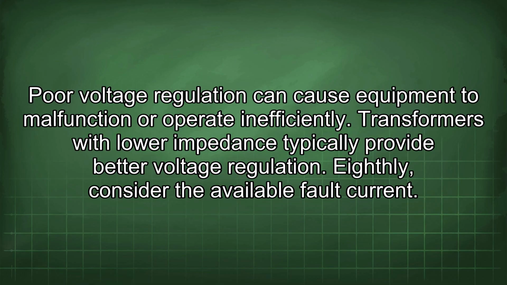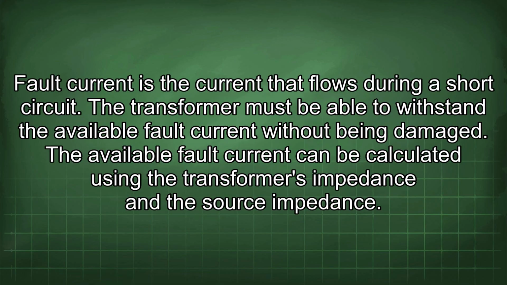Eighthly, consider the available fault current. Fault current is the current that flows during a short circuit. The transformer must be able to withstand the available fault current without being damaged. The available fault current can be calculated using the transformer's impedance and the source impedance.